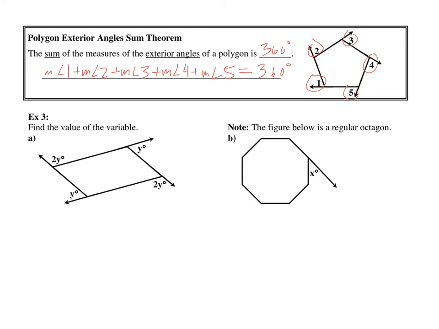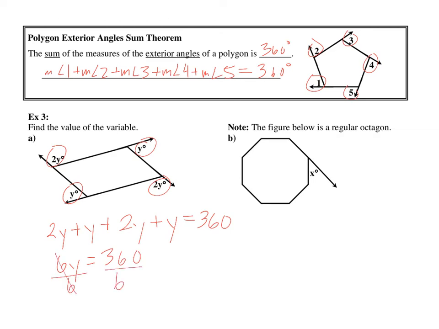All right, so for example 3, find the value of the variable. What am I looking at here? What types of angles? These are all exterior angles. So I have 2y plus 2y plus y is equal to what? You don't have to think much about it. It's always the same number, 360. So now I have 6y is equal to 360. Divide by 6, and y is equal to 60. Done.